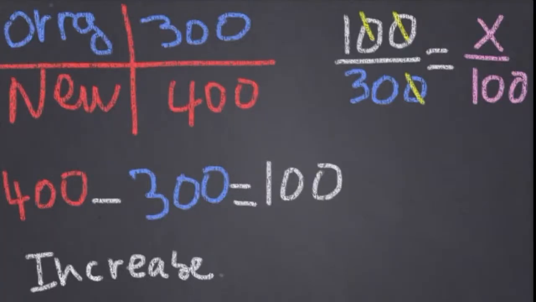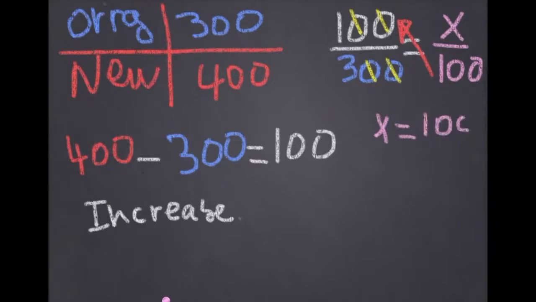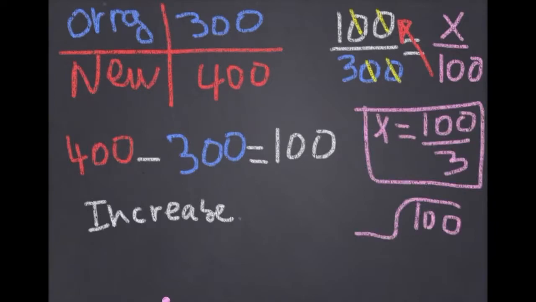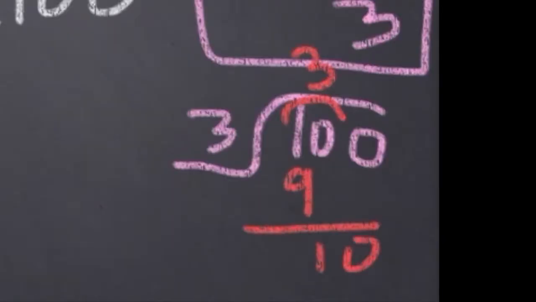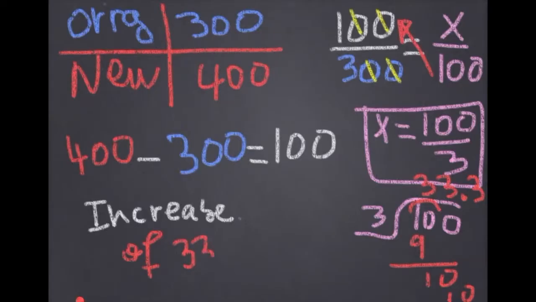We start by simplifying. Here we divide by 100 the first ratio, numerator and denominator. Then we multiply both sides by 100, we get the x. X equals 100 over 3. We do the division to get 33.3. So the percent of change is 33.3%. And in this case, we say it's an increase of 33.3%.